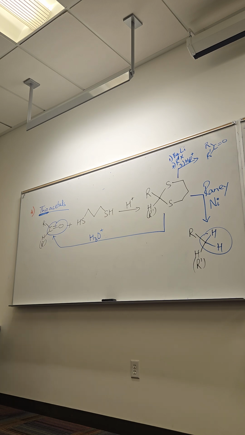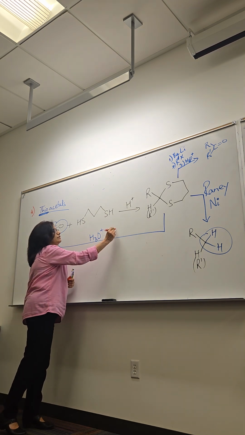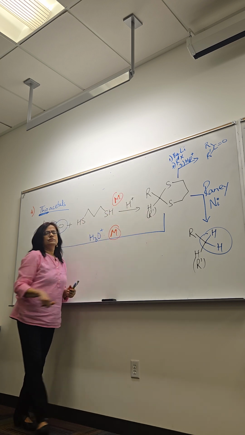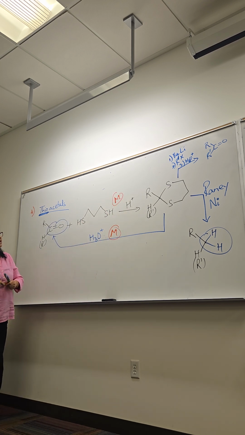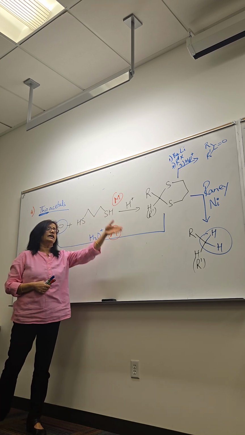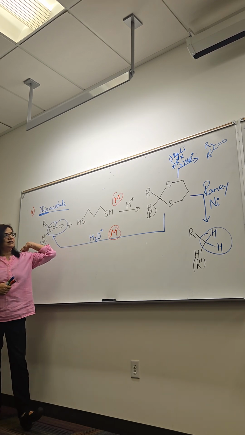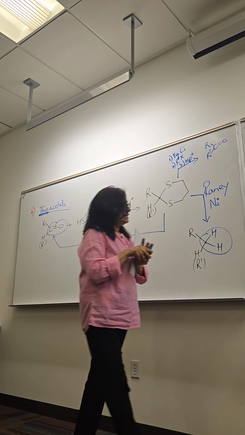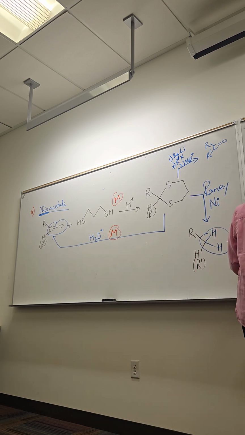Again, in terms of mechanism, we should be able to write this mechanism and this mechanism. Those mechanisms we don't need to know. And these mechanisms are exactly like the mechanisms for acetal, making an acetal or hydrolyzing an acetal, exactly the same mechanism. Does that sound okay? Okay. Let's look at a couple of examples to get an idea.